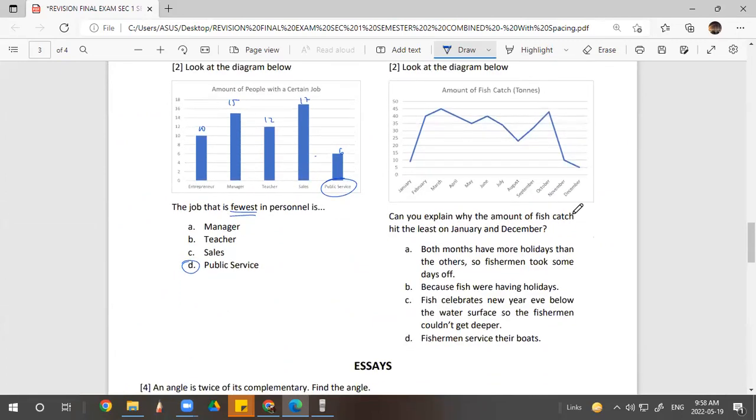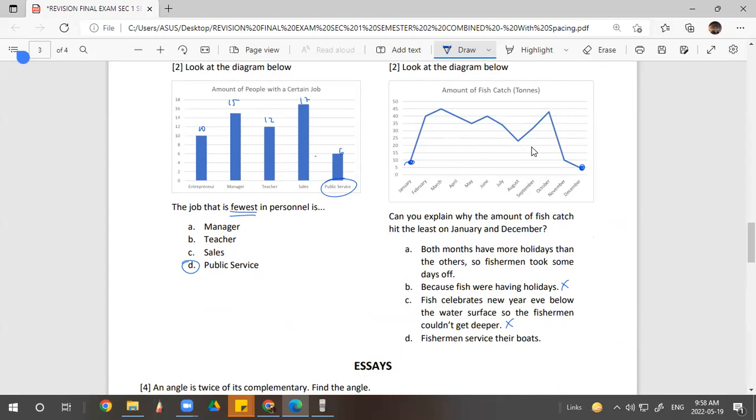Look at the diagram below. Can you explain why the amount of fish caught hit the lowest in January and December? Both months have more holidays than the others, so fishermen took some days off. I think it's B, because fish were having holidays. What the heck? Fish don't have holidays. Wrong. Fish celebrate New Year's Eve below the water surface, so the fishermen couldn't get deeper. Of course, that doesn't make sense.